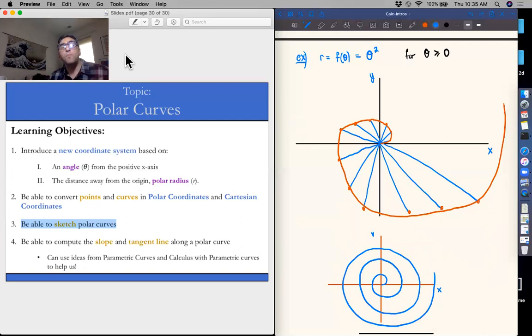So remember, when we're plotting or sketching anything related to polar curves, we're really asking ourselves, what is happening at a specific angle? How far are we extending in that direction from the origin?